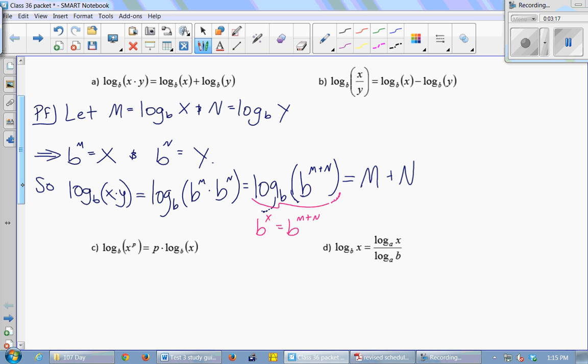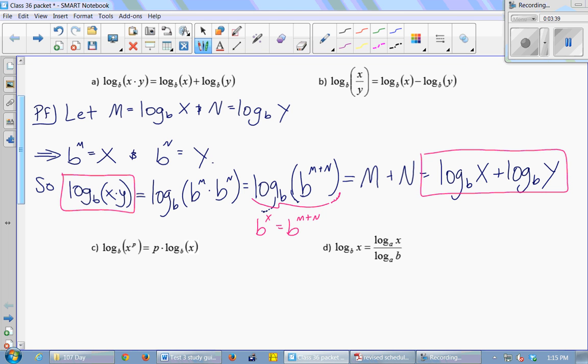Okay, but m is log base b of x, and n is log base b of y from the very first step of my proof here. So log base b of x plus log base b of y. So we have proven it. Log base b of x times y equals log base b of x plus log base b of y. And it's because logs are related to exponents, and we have rules of exponents. When you multiply like bases, you add the exponents, which means you're going to add the logs, because logs are exponents.